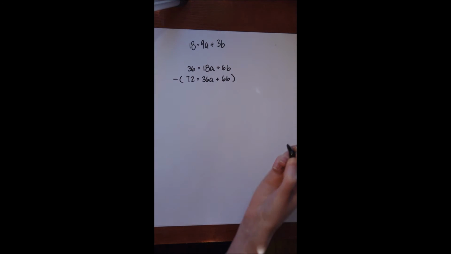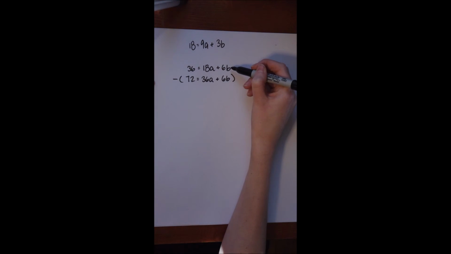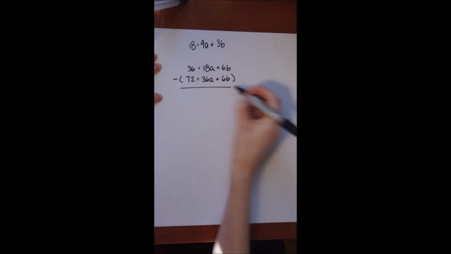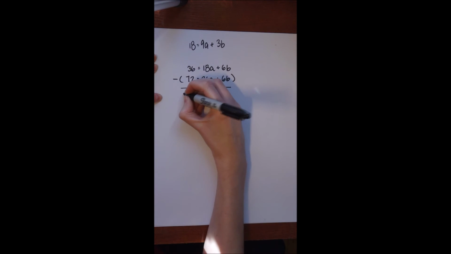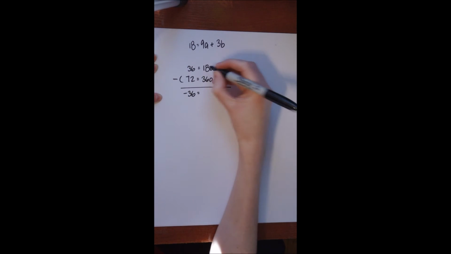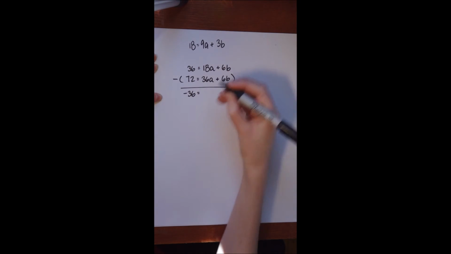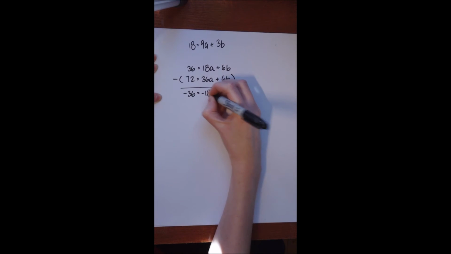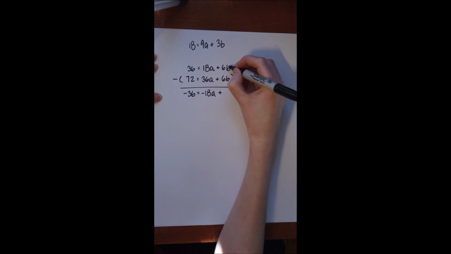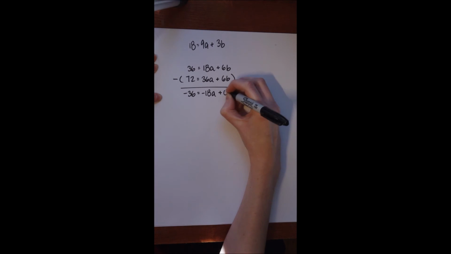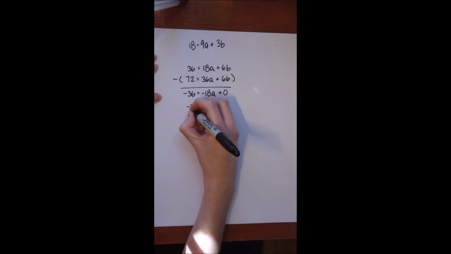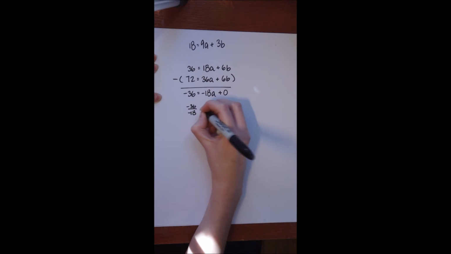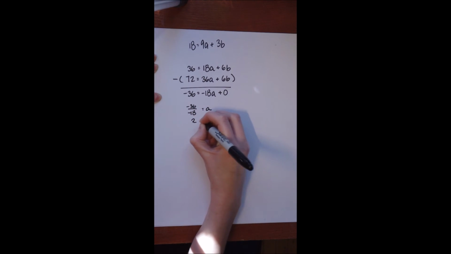We want to subtract these two equations. Since we now have 6b and 6b, subtracting those is going to be very nice. So 36 minus 72 is negative 36. 18a minus 36a is going to be negative 18a, plus 6b minus 6b is 0. So dividing both sides by negative 18, we have negative 36 divided by negative 18 is equal to a, or 2 is equal to a.